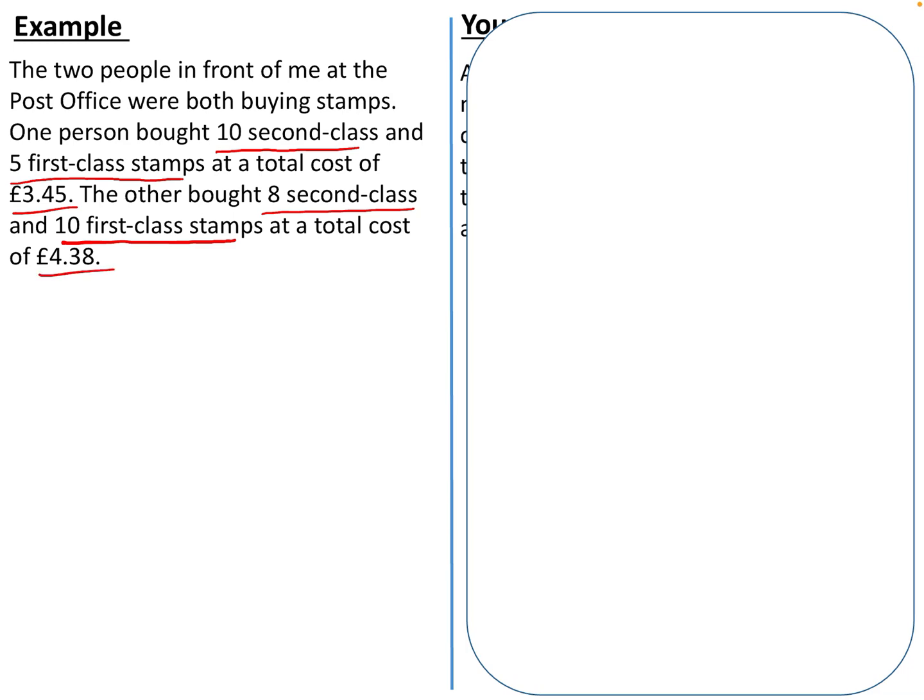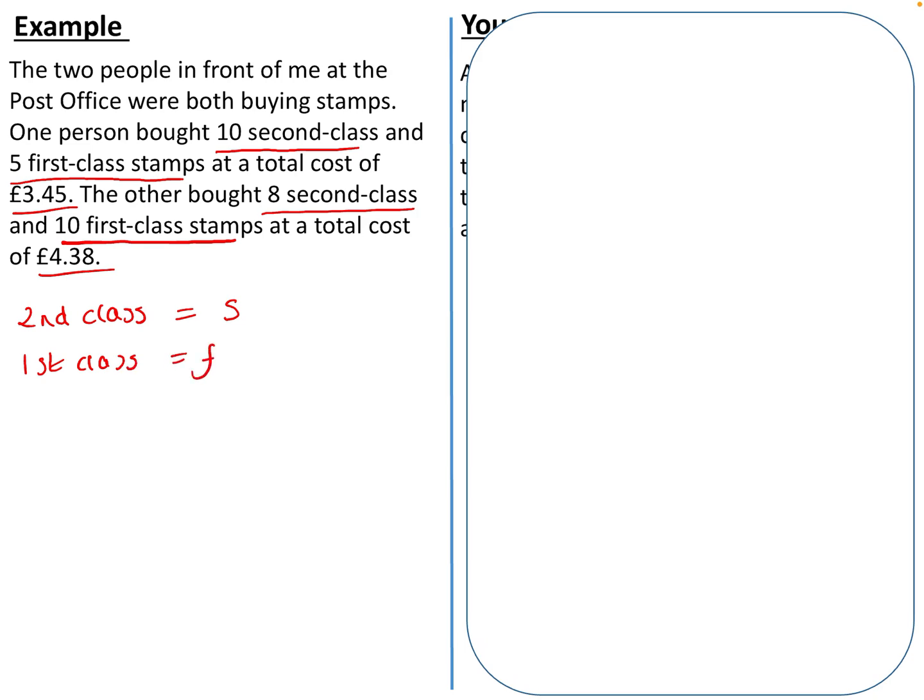Now the question might go further and say, how much was each stamp? How much was a first class stamp? How much was a second class stamp? You can use logical reasoning to work this out. You could substitute a few different numbers in and see if they work. However, what we could do is just write 2 simultaneous equations and then solve them. So to do this, I'm going to represent second class stamps as the letter S, S for second, and first class stamps as the letter F for first.